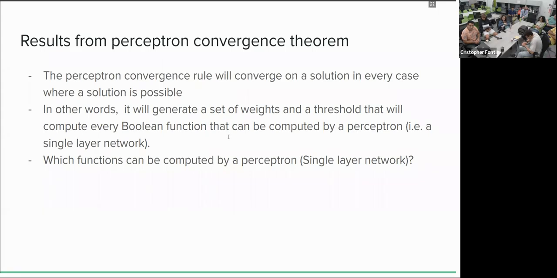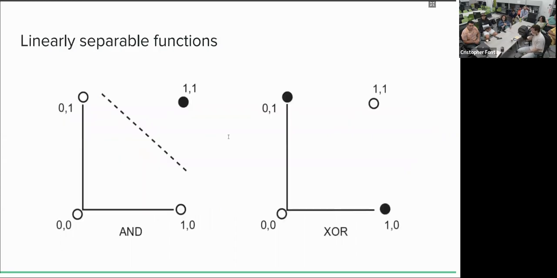But this single layer perceptron angle doesn't always work. It doesn't work when we're dealing with functions that are not linearly separable. So we've already talked about functions, we're just adding linearly separable. What does that mean? It means literally that a function is linearly separable if you can draw a straight line between its outputs that are false and its outputs that are true.